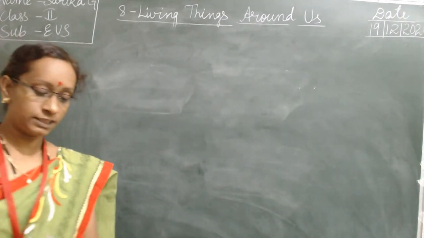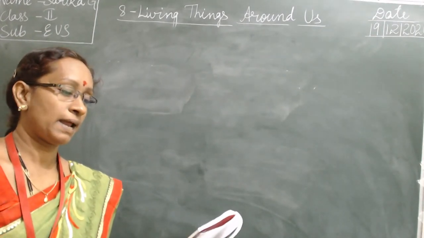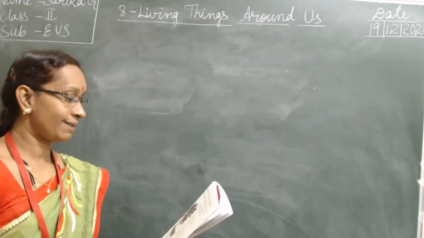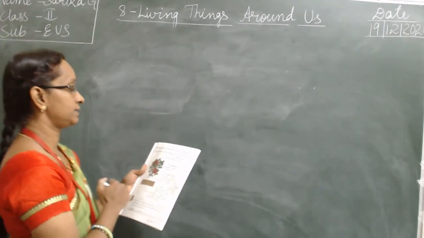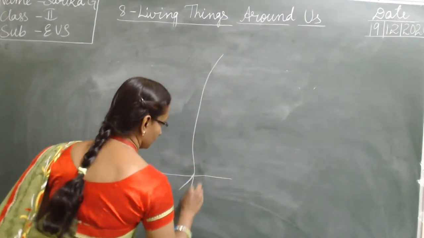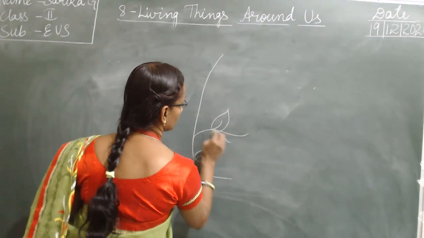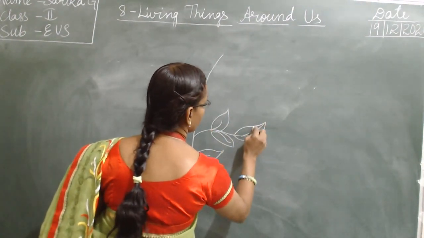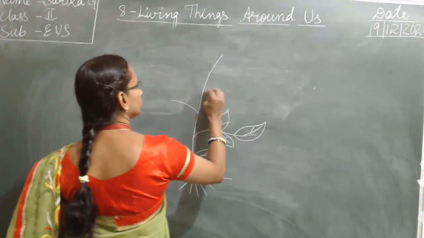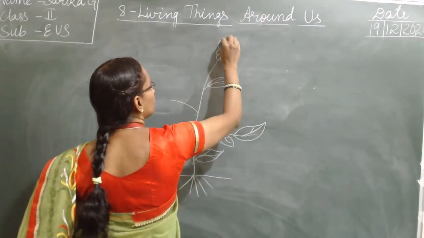Next page, page number 17. Rakesh's grandfather pointed out that a plant has many parts. The picture shows some of these parts and how they help a plant. Yes, this is a plant. There are many parts in this plant.